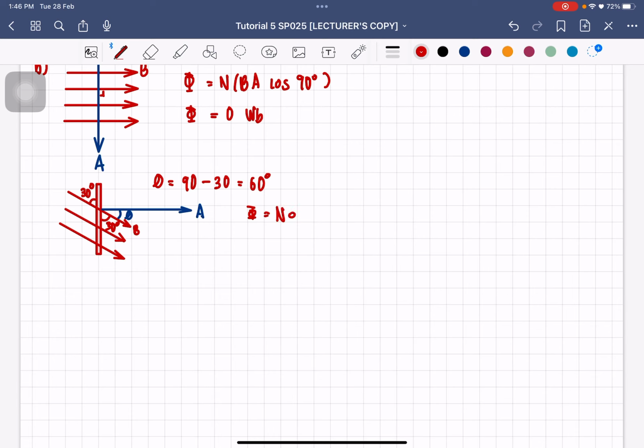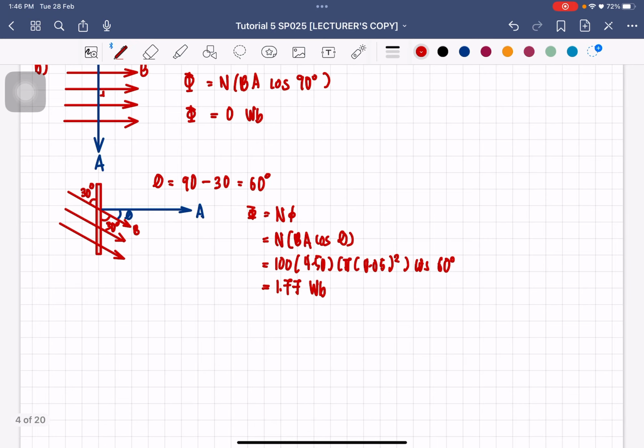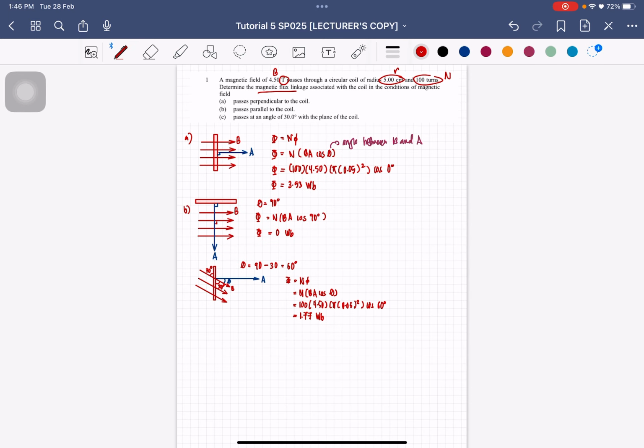N phi, so NBA cos theta. So just substitute 100, 4.5, pi r square, cos 60 degree. So you will get the magnetic flux linkage to be equal to 1.77 Weber. Okay, so this is the solution for question number 1.